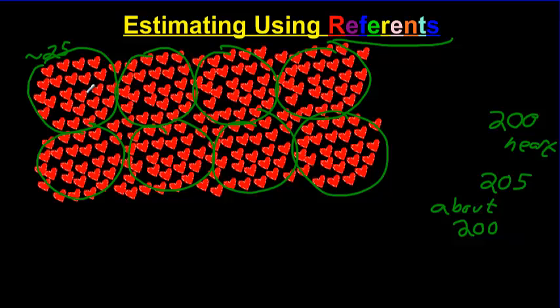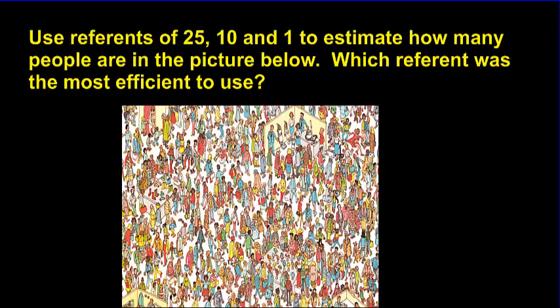And if I count by 25s 8 times, because there's 8 circles, I'm going to get about 200 hearts. Let's do an example now. Let's go back to Where's Waldo. Let's use the same skill.